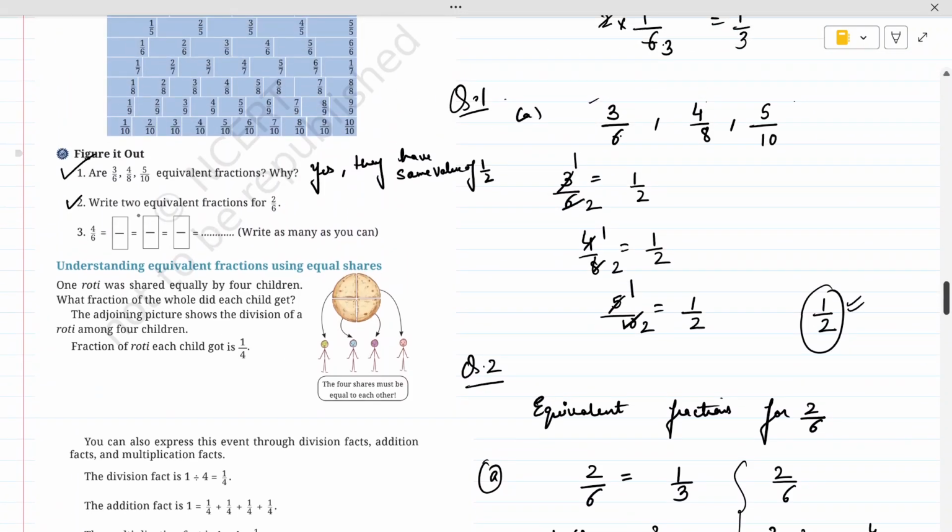This is done now. Next, what we have here is 4 by 6 is equal to, so here also we have to write the equivalent fractions, and yes, this is the homework for you. I'm writing this as homework.